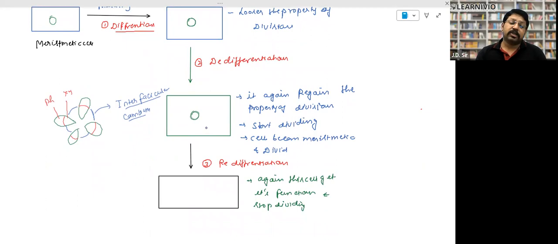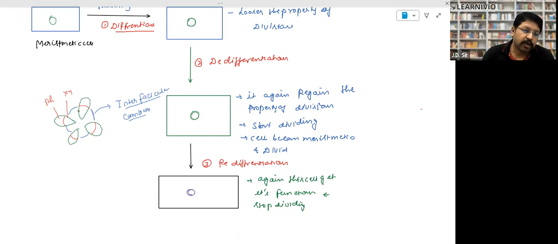Now these meristematic cells are again assigned a particular function, right? When these de-differentiated cells are assigned a particular function, differentiation takes place again. This is called redifferentiation. Again, these cells get their function and stop dividing. This is called redifferentiation, right?